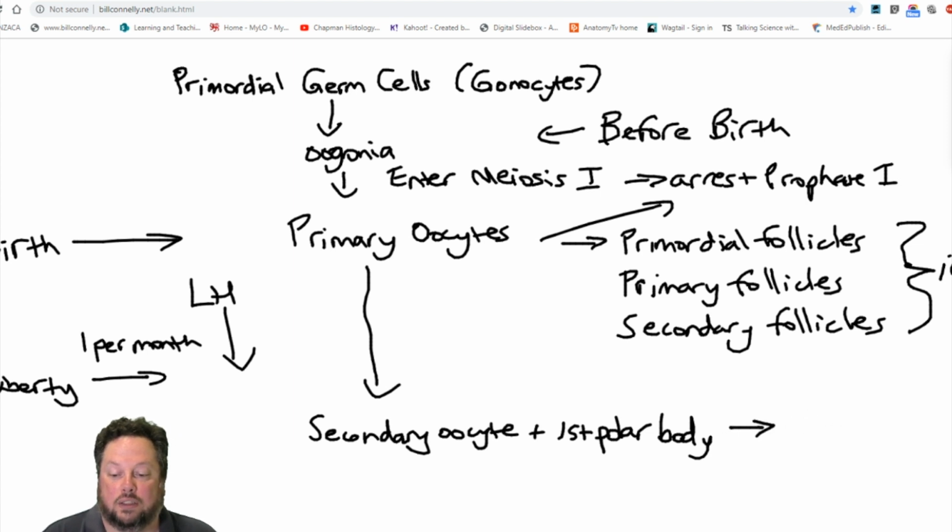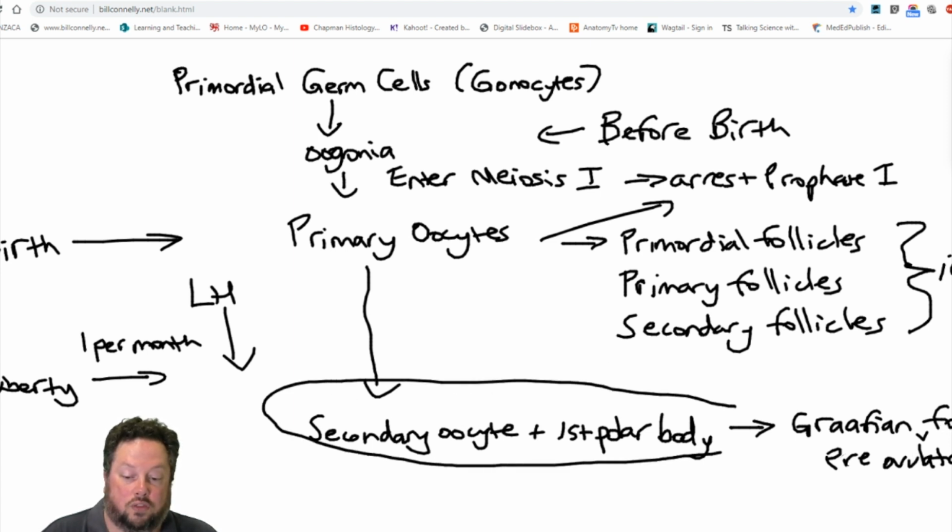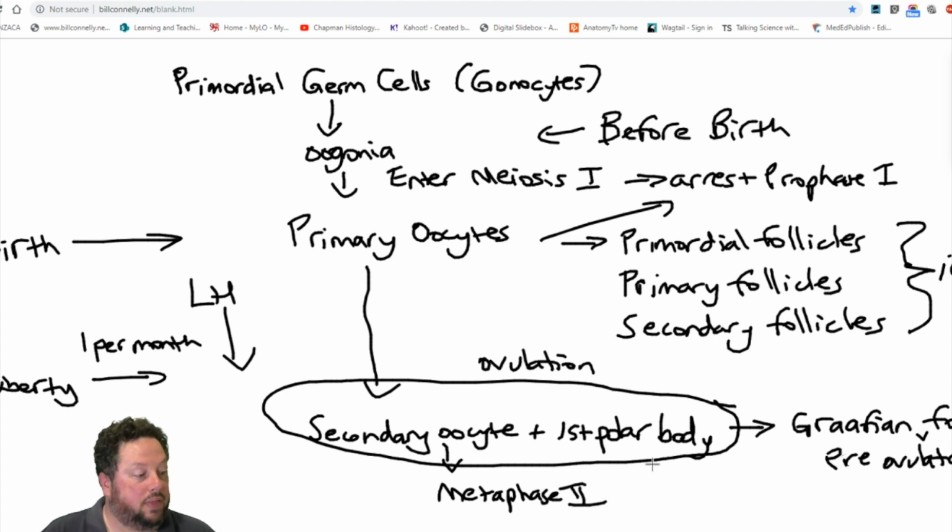Now this is only going to be found within a Graafian follicle or a pre-ovulatory follicle. So this is the point at which ovulation takes place. And this secondary oocyte is arrested again, this time at metaphase 2. Okay, and that's the point at which ovulation takes place, and that's as far as it'll go, unless we have a sperm coming to fertilize that oocyte.